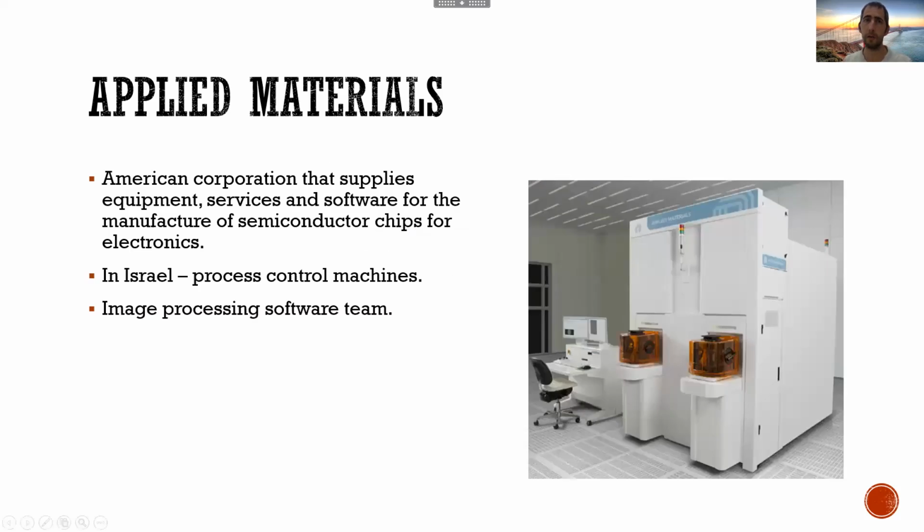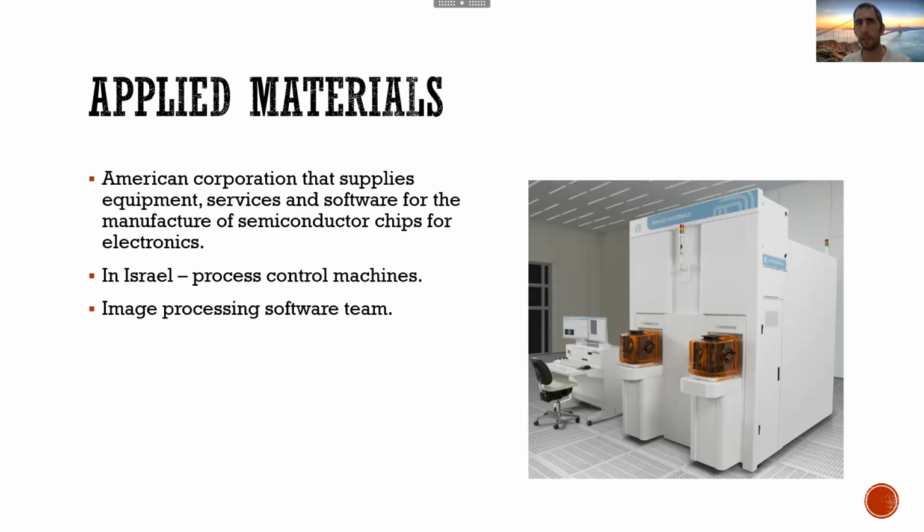In order to give you a short background for our subject, I will tell you a few words about what we are doing in Applied Materials. Applied Materials is an American corporation that supplies equipment for the manufacture of chips for electronics. In Israel, we develop process control machines for this industry. Our machines take care that the chips you have in your electronic devices, your cellular phone, for example, will be produced properly.